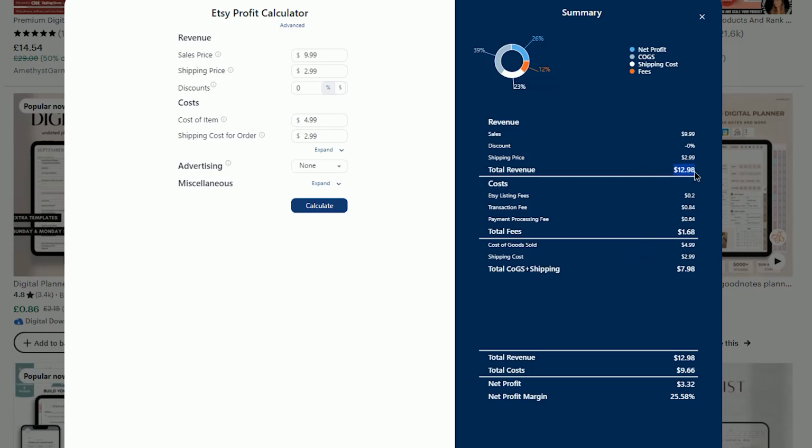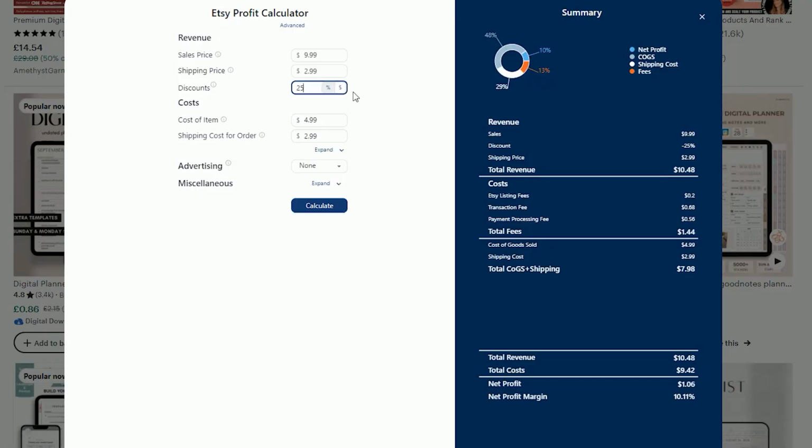So you're bringing in $12.98 in revenue, which is the sales and the shipping price. For the cost, you've got the 20 cents listing fee, 84 cents transaction fee, 64 cents processing fee, but then you've also got the costs of goods and the shipping costs on top of that. So you can see here at the bottom, from a total revenue of $12.98, you're only making $3.32 per sale. So that's really, really fantastic.